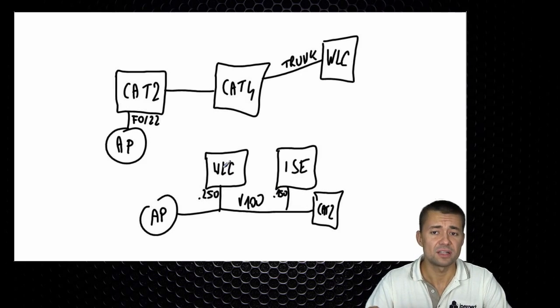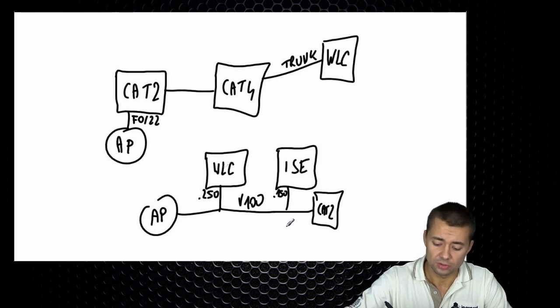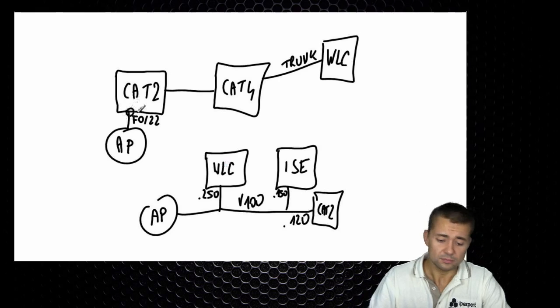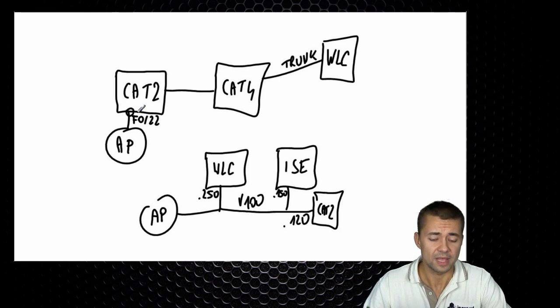Access point, we will assign an IP address to the access point using DHCP, and Catalyst 2 is going to be 120. So once again, the focus here is going to be this port on Catalyst 2, FO22. I want to show you how to configure it for .1x.